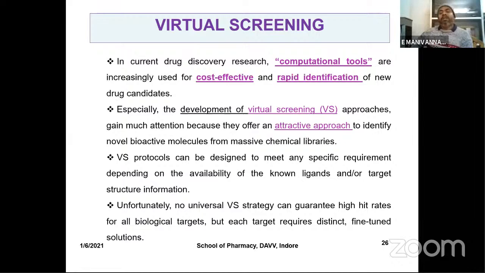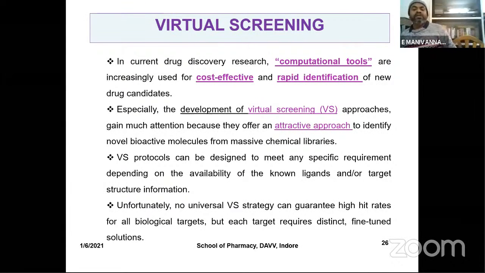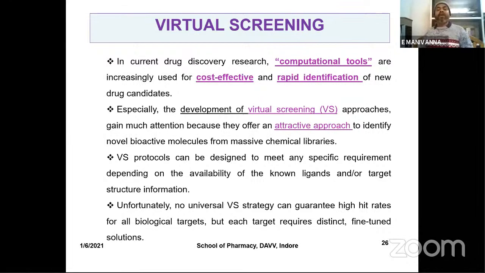Virtual screening protocols can be designed to meet any specific requirement depending upon the availability of known ligands and target structure information. Unfortunately, there is no virtual screening strategy that exists that can guarantee high hit rates for all biological targets. Each target requires distinct fine-tuned solutions for identification of novel bioactive molecules, constructing a virtual screening strategy.